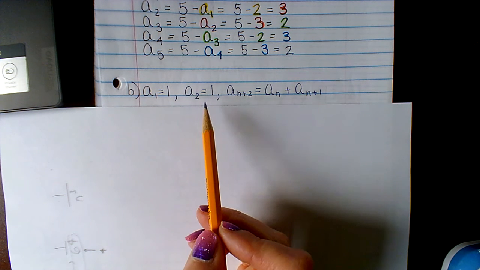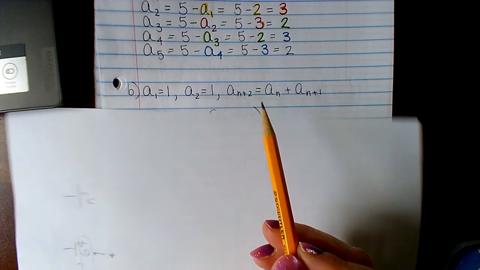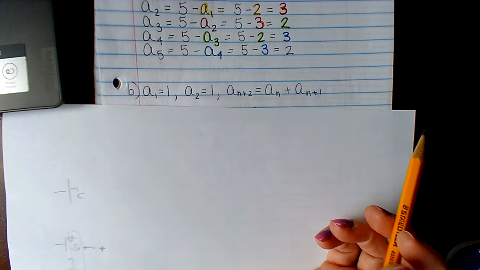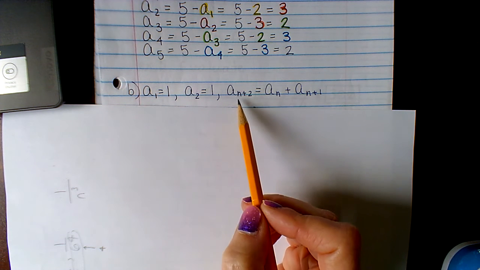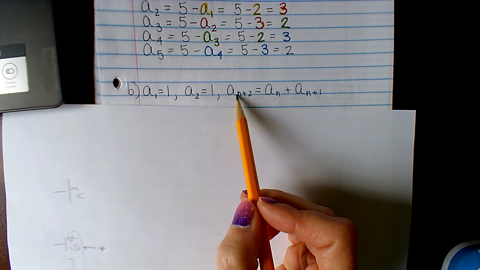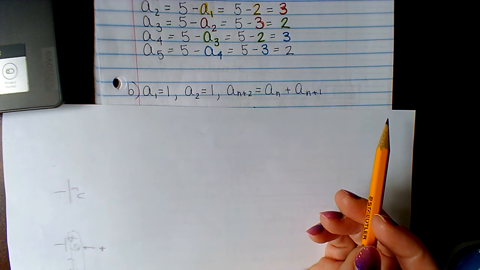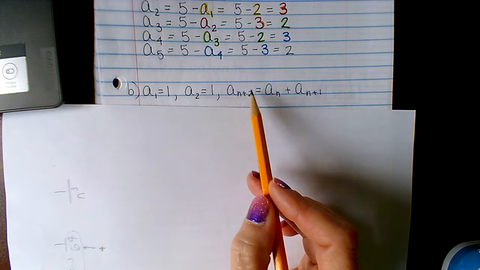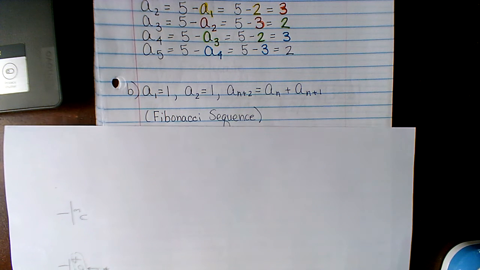This one tells us that the first term is 1, the second term is 1. After that, the future terms are the sum of the two previous. So for instance, if I plug in 1 right here, I'm going to get a sub 3. If I plug in 1 for n, a sub 3 is a sub 1 plus a sub 2. So this sequence is telling me that a term is equal to the sum of the two previous terms.